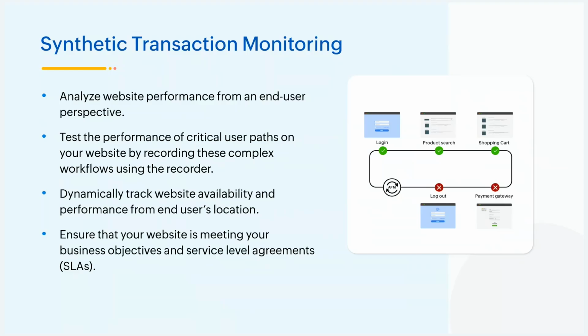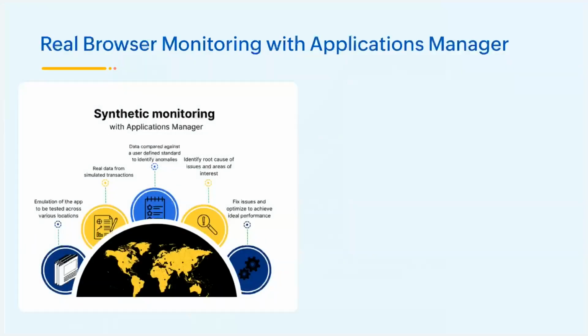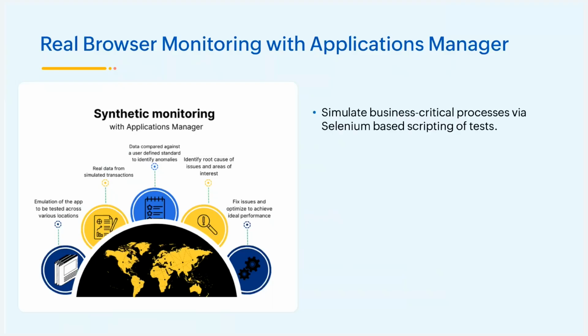Now let us see how Applications Manager's Real Browser Monitor facilitates synthetic monitoring. Applications Manager's Synthetic Transaction Monitoring feature, also known as the Real Browser Monitor, opens up an actual browser like Firefox or Chrome from multiple geographical locations. It tracks how the elements in a website load from that particular location, and more specifically, the way your users view them. So this will help you simulate business critical processes via Selenium-based scripting of tests.